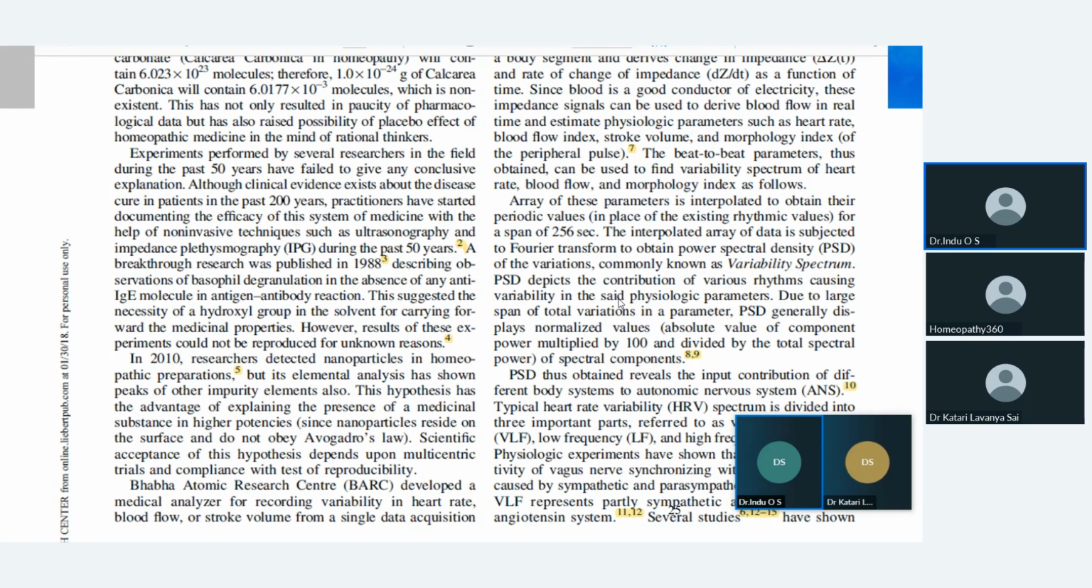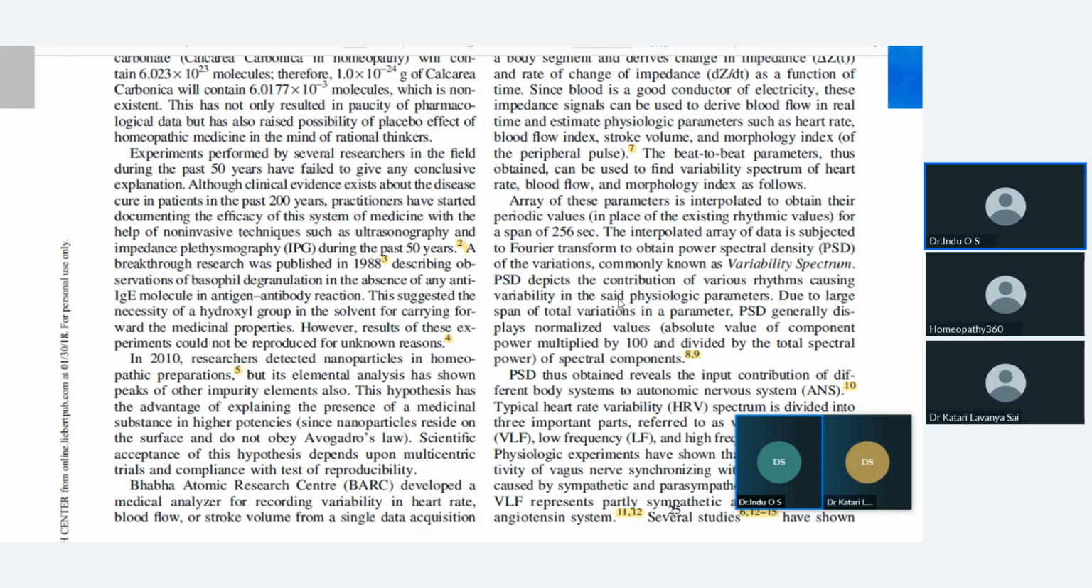During the past 50 years, full stop, then superscript 2 means we can search for reference number 2 in the reference list, right? Then you can get the source from where this particular author got this particular point, which is mentioned under the reference list.